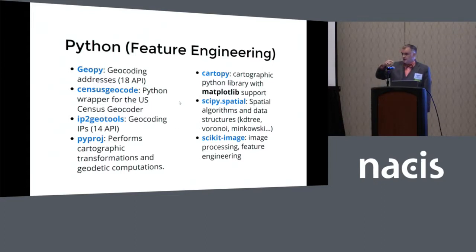What about IP addresses? Just as I illustrated with VisuAI earlier, showing the IP addresses of the attackers on a map, IP2Geo tools can code that against 14 different APIs.